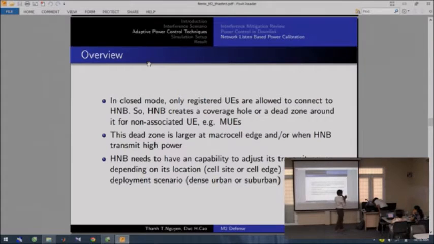It's likely that this phone doesn't work in this case. So we call this a dead zone around the femtocell. So the femtocell should have the capability of detecting its surroundings to know that there are a lot of macro cell users around, and I need to adjust my transmit power to mitigate the interference caused to the macro cell users around.